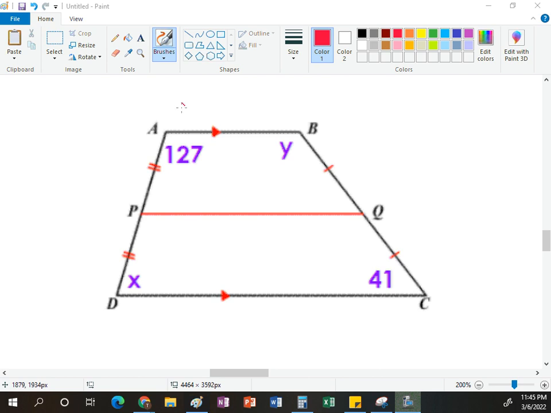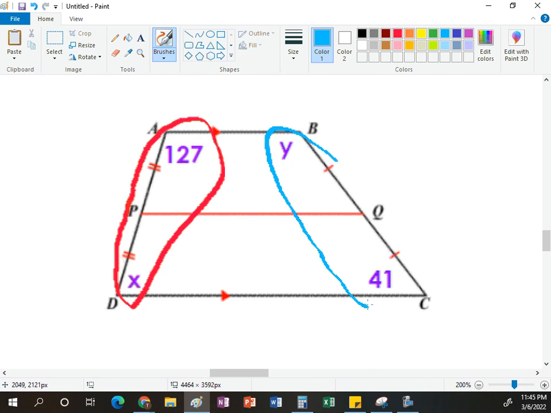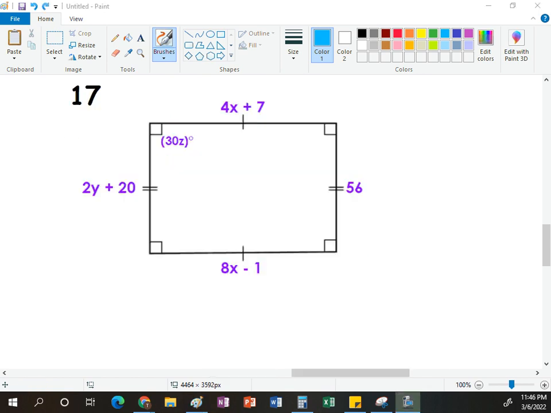For problem 16, we have a trapezoid again, and just a reminder, the angles come in pairs. These two angles have to add to 180, so you can find x by simply subtracting the 127 from 180. These two angles also have to add to 180, but they don't have to match the red ones, because it's not an isosceles trapezoid. So you find y by subtracting the 41 from 180.